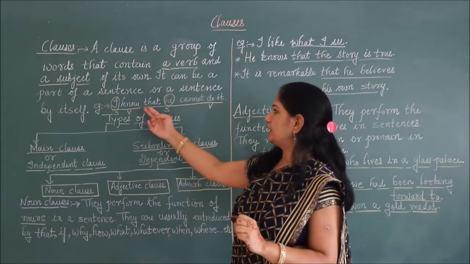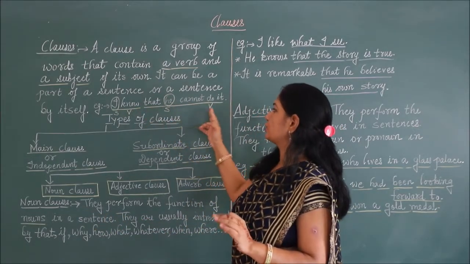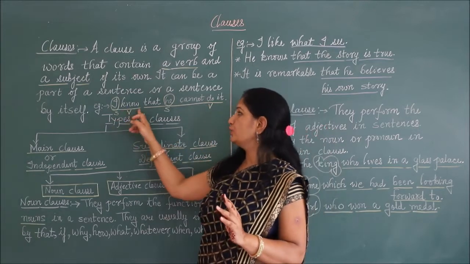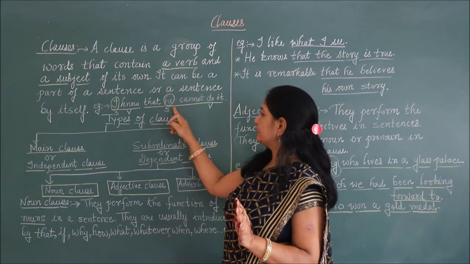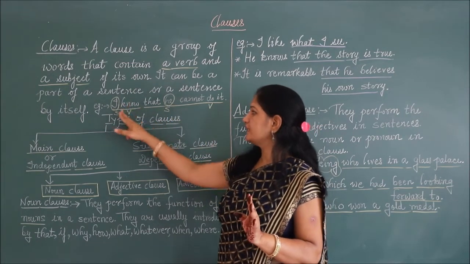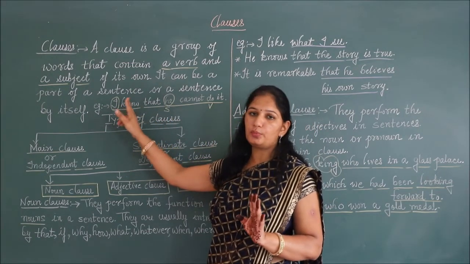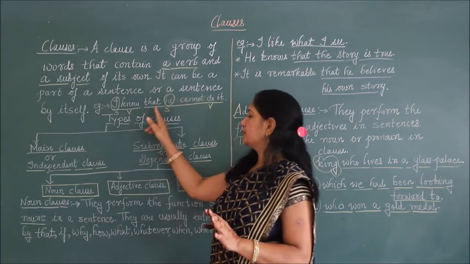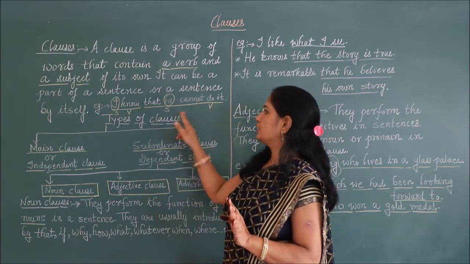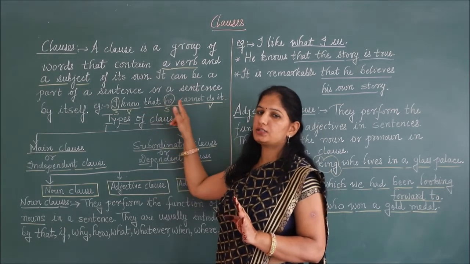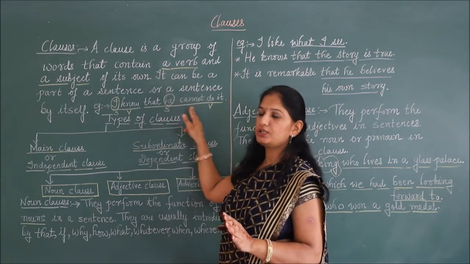clauses. For example, I know that he cannot do it. Now, I know, I is subject, know is verb. That he cannot do it. Now, one subject and verb clause combination here we have found. Then second one, he, subject, do, verb. So again in this clause also we have subject and verb.